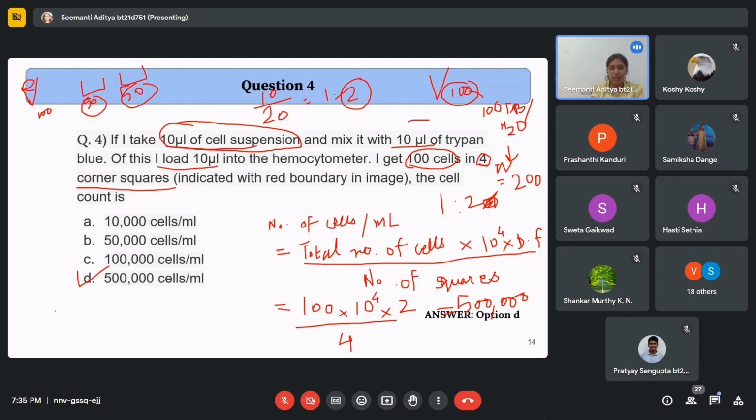For example, if you are adding 100 microliter of cell sample and 500 microliter of water or trypan blue, now the total volume is 600 microliter. Out of 600 microliter, you have 100 microliter of your cell sample. So the ratio is 1:6. So the dilution is 1:6. That is what dilution is. Now, the dilution factor is opposite to the dilution. So 1:6 means 6 is the dilution factor.